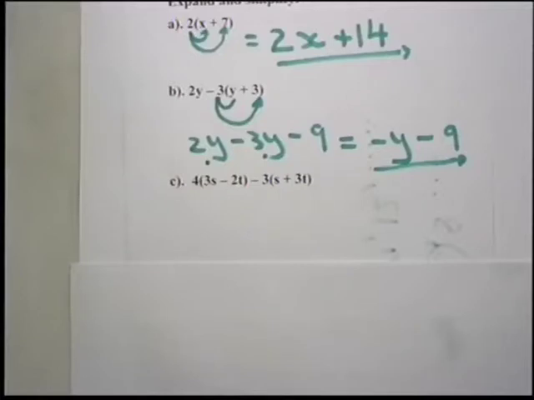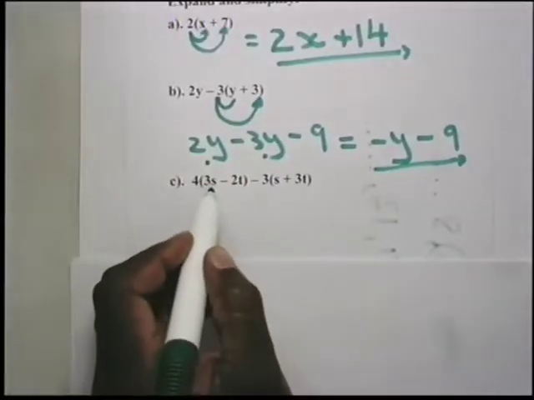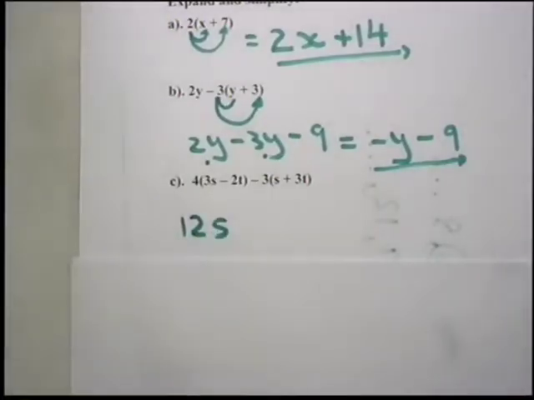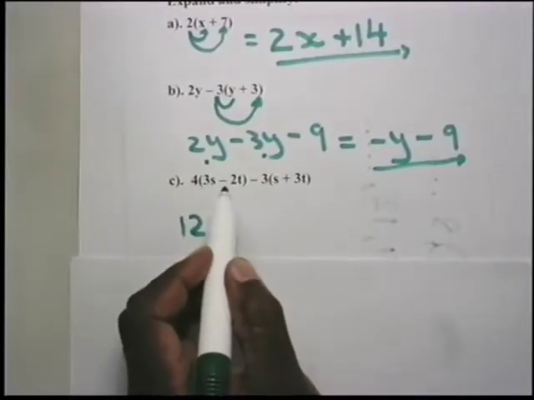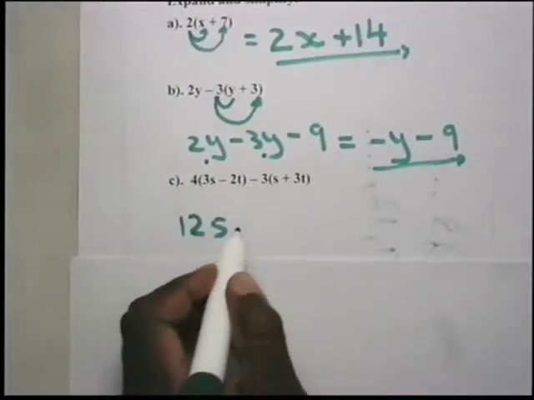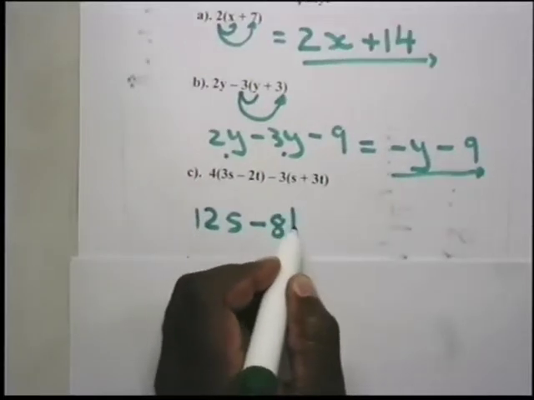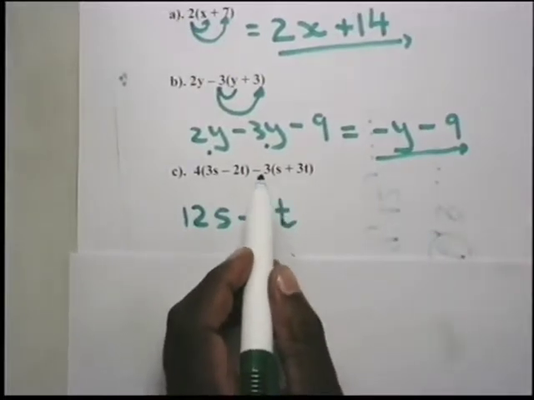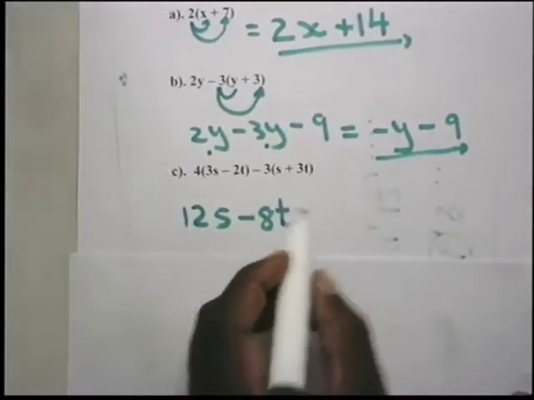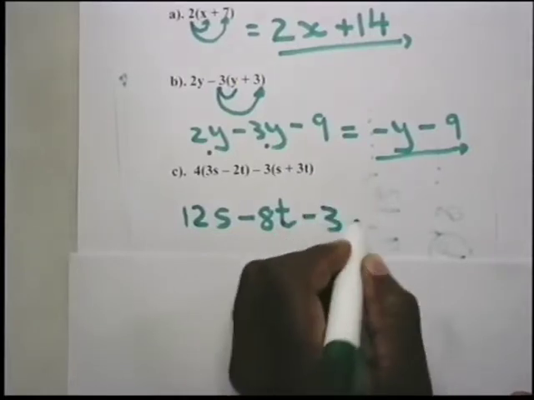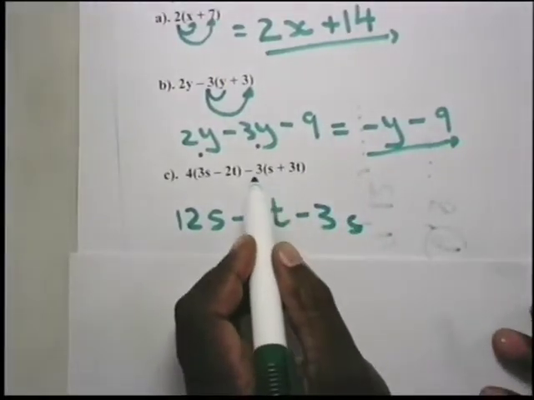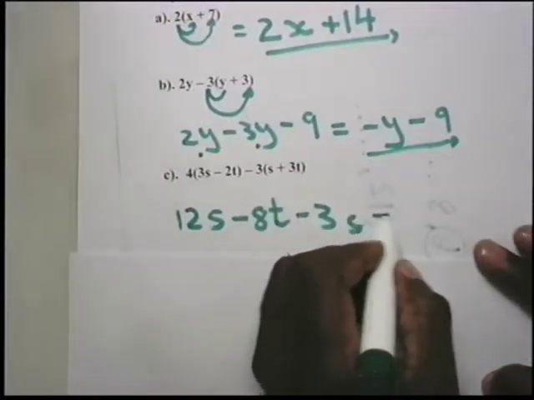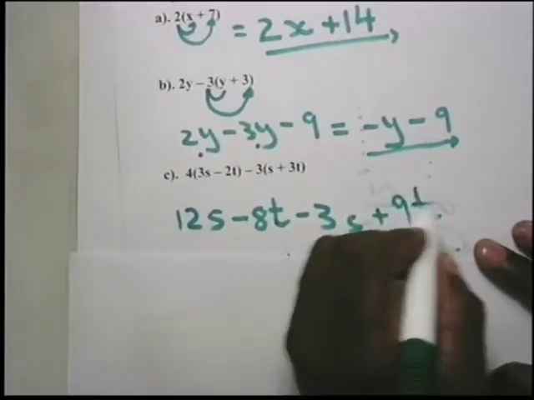So in this case then, it will be 4 multiplied by 3s. It will be 12s. And then we have 4 multiplied by negative 2t. It will be negative 8t or minus 8t. And then we have the negative 3 times letter S, it will be negative 3S. And then negative 3 multiplied by positive 3t, it will be positive 9t.